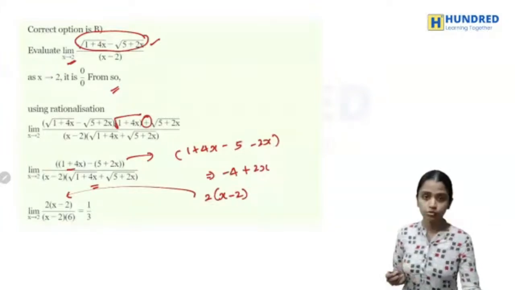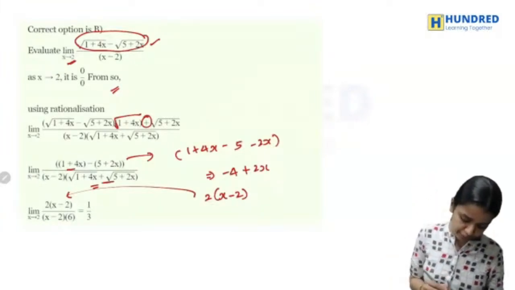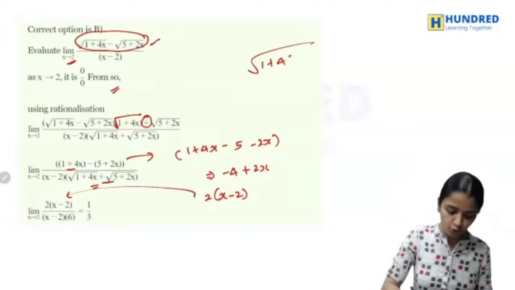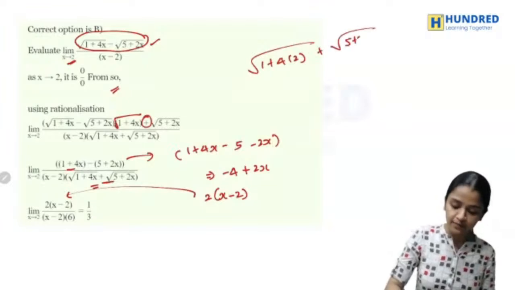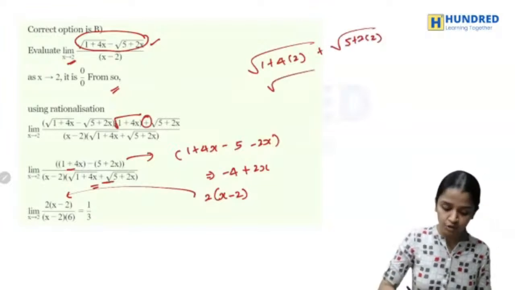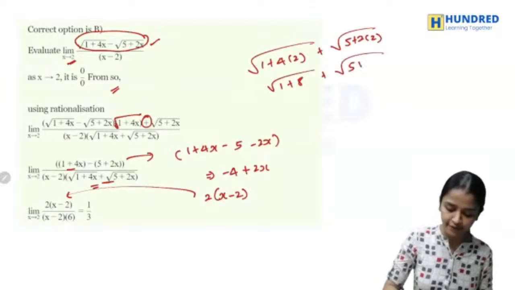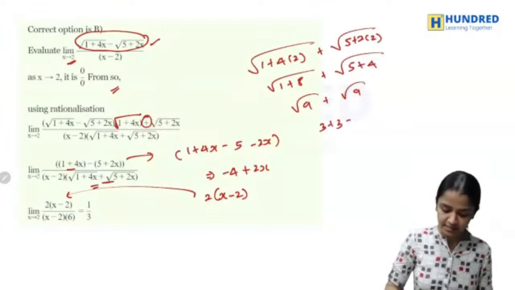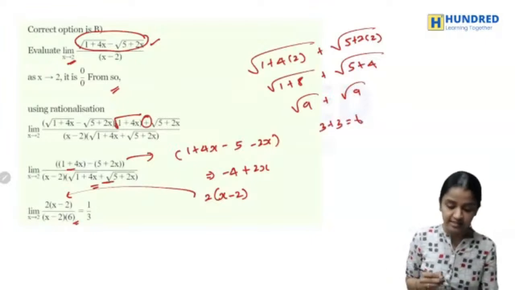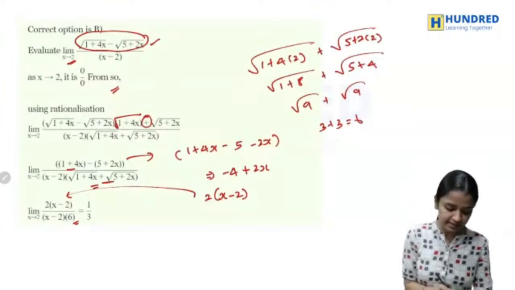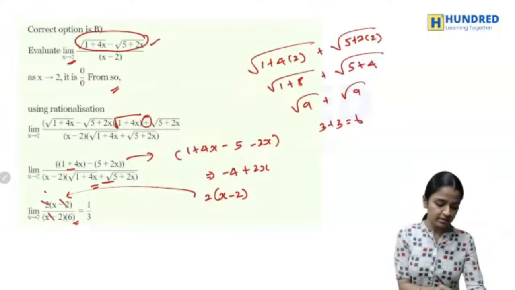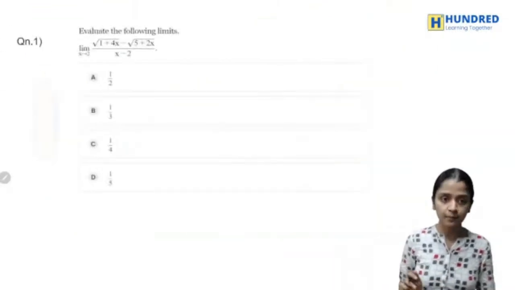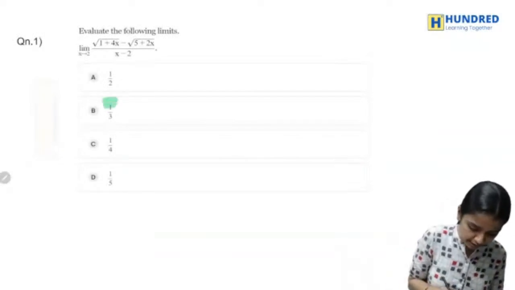So the numerator becomes x minus 2, and in the denominator, when I substitute 2 here, what will happen? Root of 1 plus 4 into 2 plus root of 5 plus 2 into 2. So it becomes root of 1 plus 8 plus root of 5 plus 4. It becomes root 9 plus root 9. It will be 3 plus 3. It will become 6. That's how this 6 came. And basically, this and this will get cancelled. So 1 times and 3 times, it will become 1 by 3. So your option is option B. Option B is your correct answer.